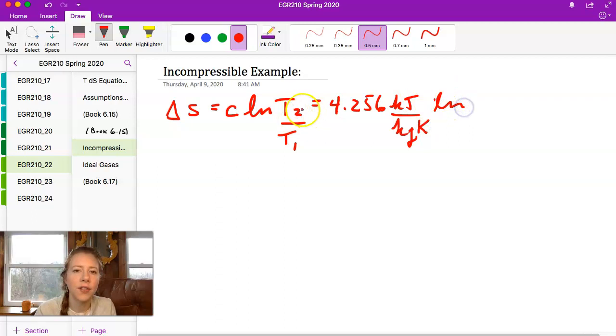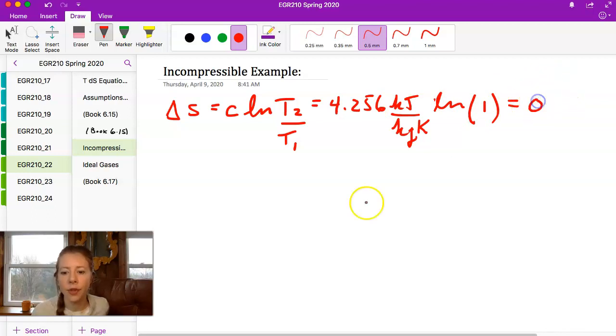times the natural log of T2 over T1, and T2 was equal to T1 because it was an isothermal process, and so that means that T2 over T1 is going to be 1. So we're going to have the natural log of 1, and so that's going to tell us that delta S is 0. So this does not apply. We cannot use the incompressible model on problem 6.15, because we're not dealing with an incompressible substance. We are compressing a substance in a piston cylinder assembly under constant temperature. So it just does not apply. It does not make sense that we would not have a change in entropy for that process.